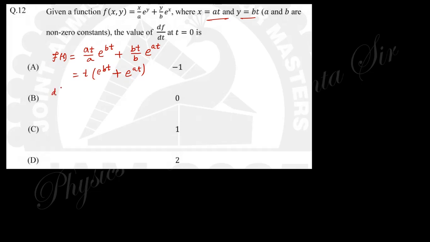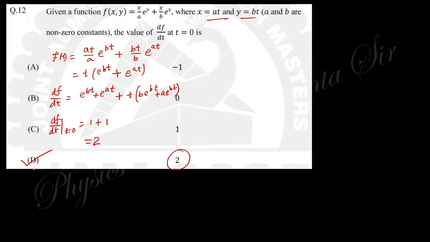Now if we find df/dt, the derivative of t is 1. So e to the power bt plus e to the power at plus t into b e to the power bt plus a e to the power at. Now we need to find df/dt at t equals 0. If you put t equals 0, e to the power 0 is 1, this is 1, and the t terms become 0. So this gives you 2. So option D is the correct answer of this question.